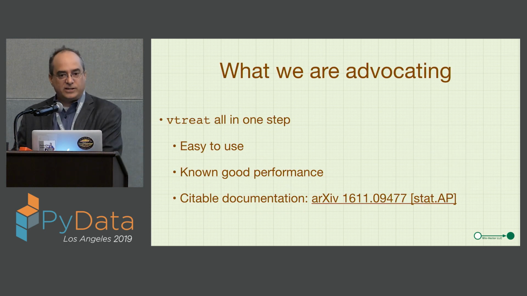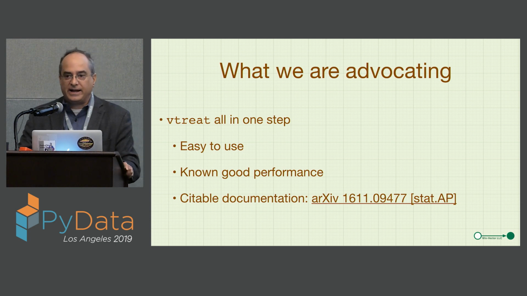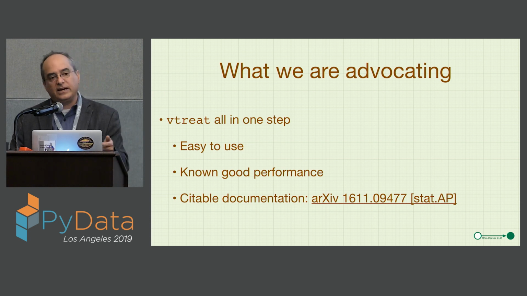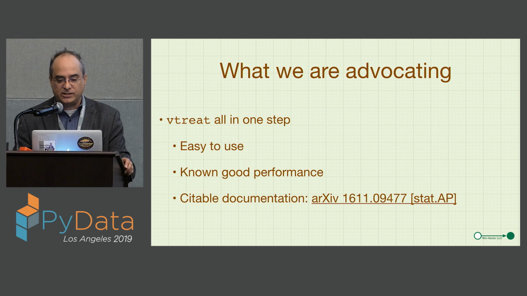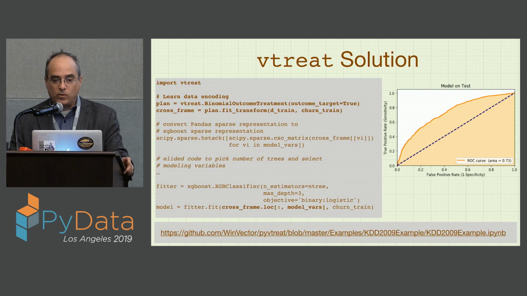And in R, to my prejudiced mind, that better way is our own package vtreat. It's easy to use, it has known good performance, and it has citable documentation. So you can add this to your methods section, and you're quite far along in your documentation. Here is vtreat working on the KDD 2009 dataset.